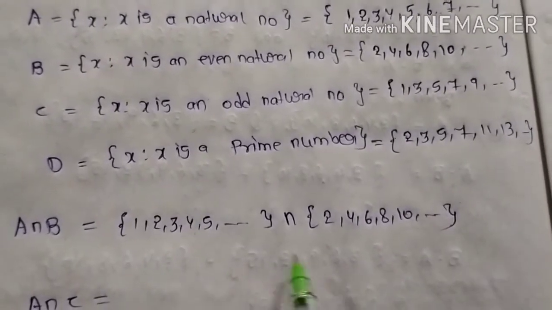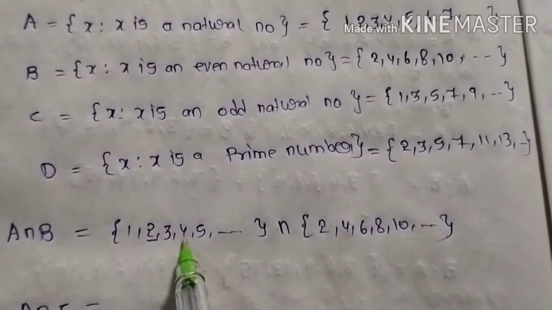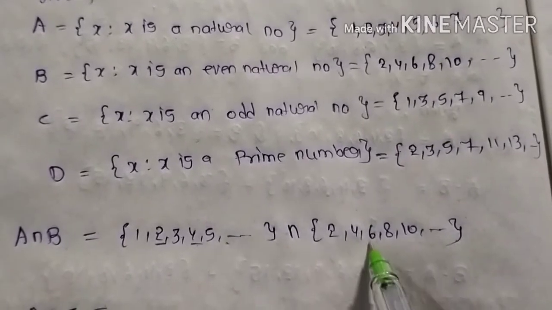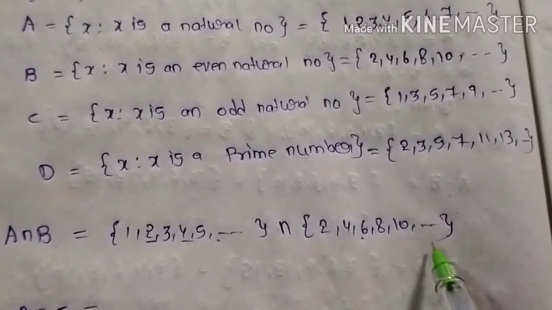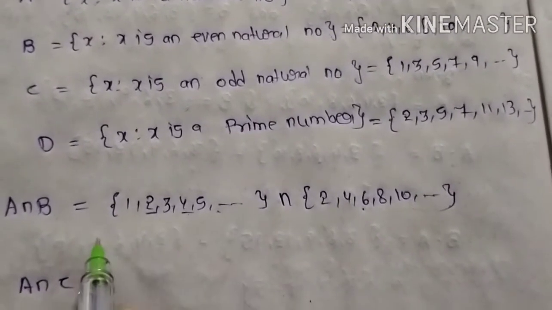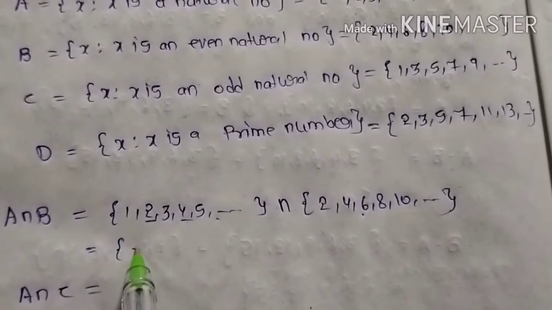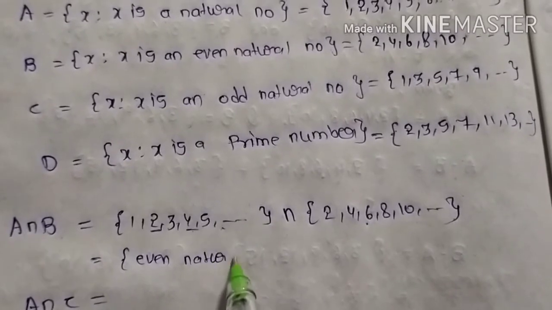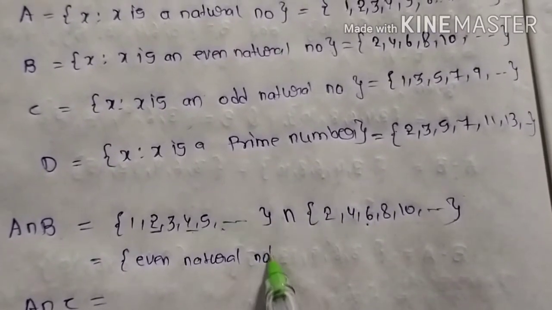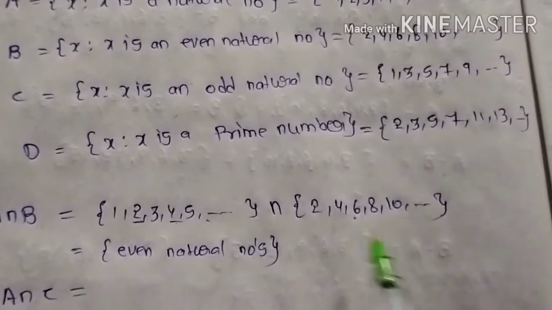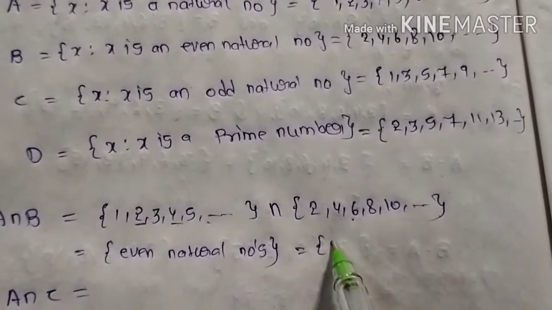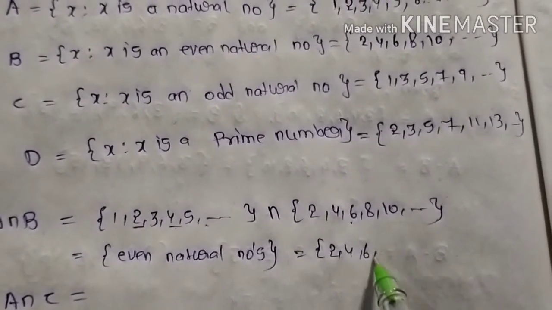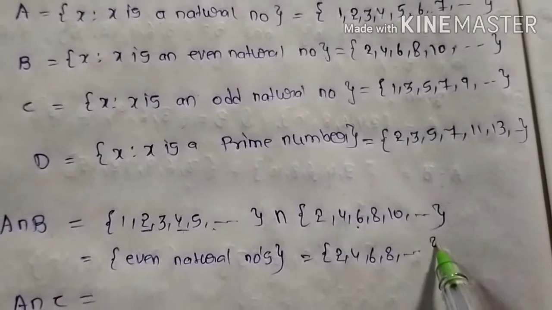Which are the common elements in both the sets? 2 common, 4 common, next 6 also common or not? That means all these are even natural numbers or not? Yes. So you can write here our answer is even natural numbers. Even natural numbers means 2, 4, 6, 8 and so on.